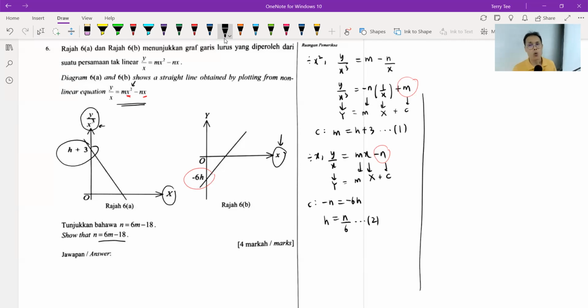Now you may ask why we make h the subject. Well, the final answer that we want to find is n in terms of m, and there is no h. So by making h the subject and substituting equation 2 inside equation 1, I can get rid of h: m equals n over 6 plus 3. Now, let's multiply everybody by 6. 6m equals n plus 18. We're almost there. Just make n the subject by bringing the 18 to the left. So n is 6m minus 18.